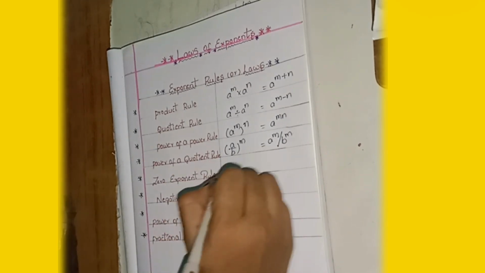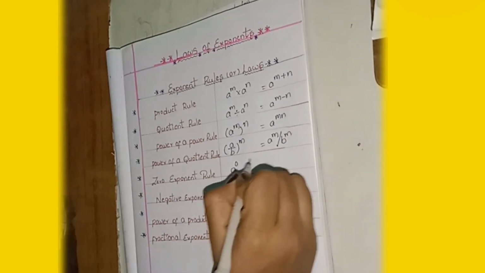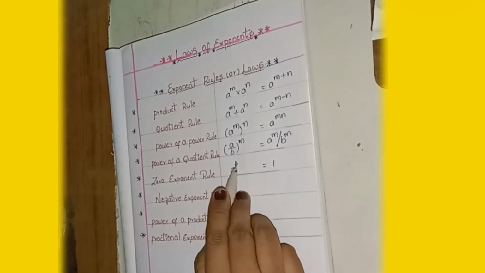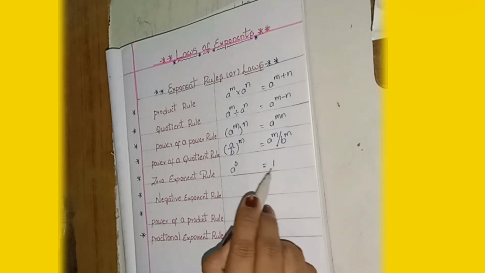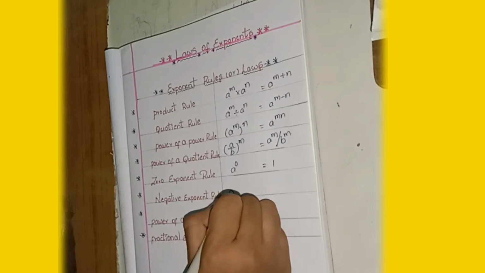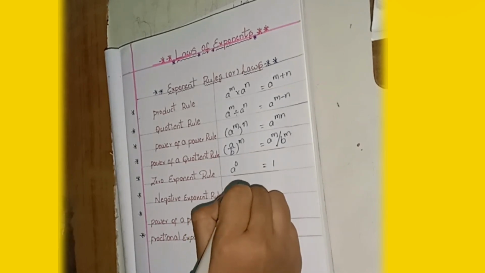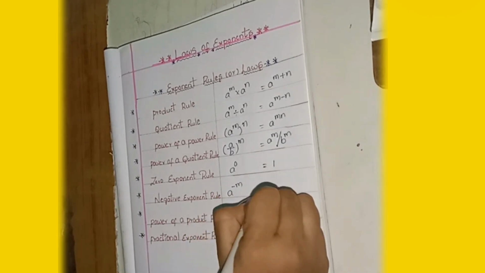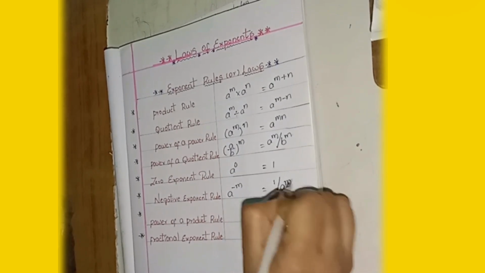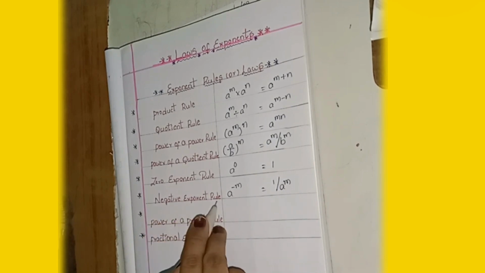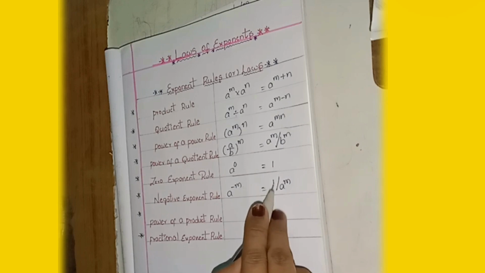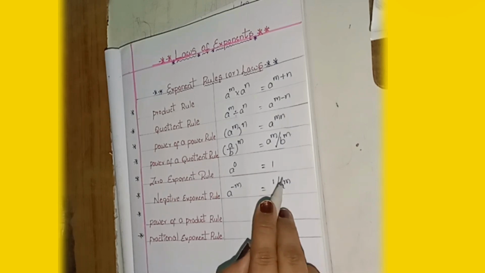Zero exponent rule: a power 0 is equal to 1. So a power 0 is equal to 1. Negative exponent rule: a power minus m is equal to 1 divided by a power m. So a power minus m is equal to 1 by a power m.